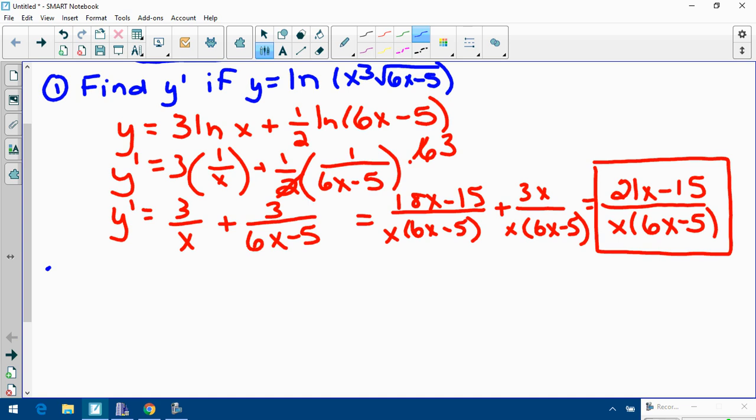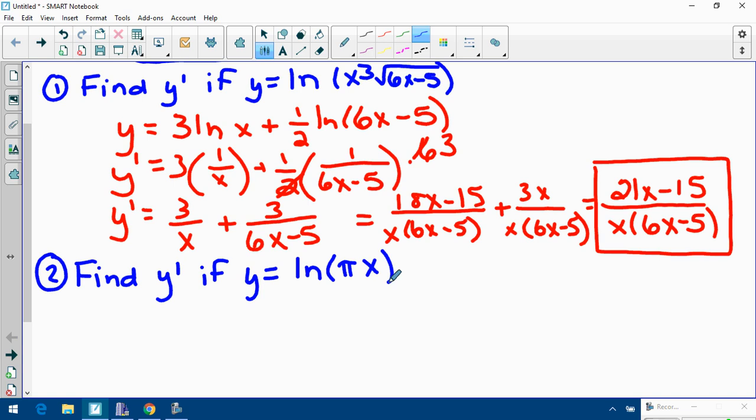Number 2, also fairly straightforward. Find y prime if y equals ln of pi x. Okay, so it's another ln derivative. This one's a little bit easier.